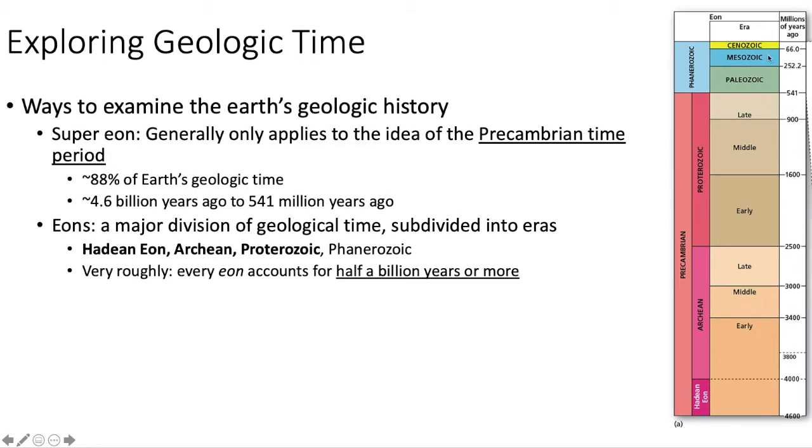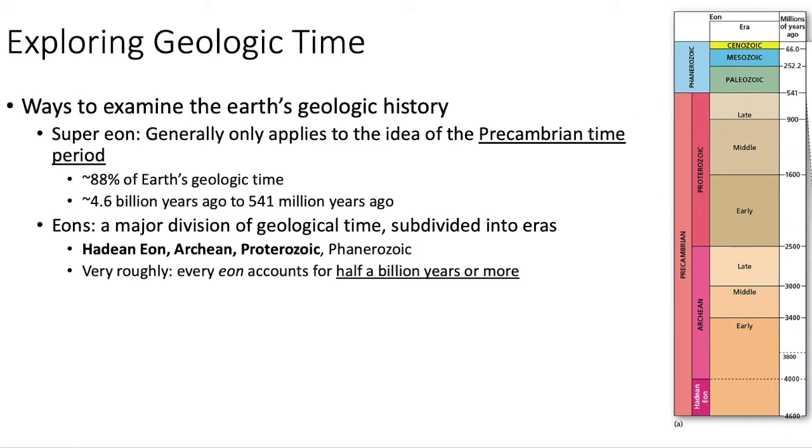So we only have one super eon, and it refers to that long time period, 541 million years ago to 4.6 billion years ago. The super eon is made up of three eons. In this case, the Hadean eon, the Archean, and the Proterozoic. Of course, there's one more eon that came after the Precambrian, and that is the Phanerozoic.